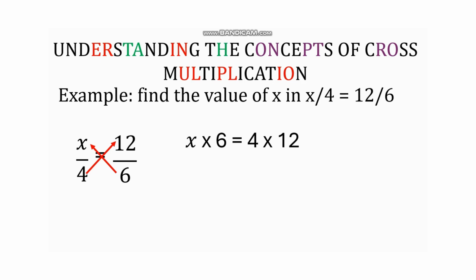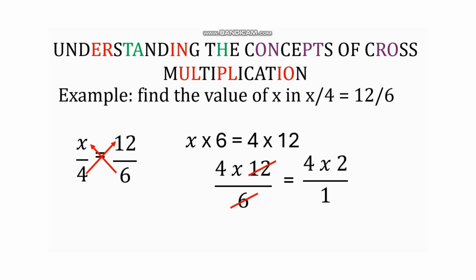And from here, it's a kind of algebra. And of course, 6 can go to the other side to divide, because the opposite of multiplication is division. So you have 4 times 12 divided by 6. And 6 is a factor of 12, so 6 can divide 12 to give us 2. And so we have 4 times 2, which equals what? 8. So the value of x here is 8.